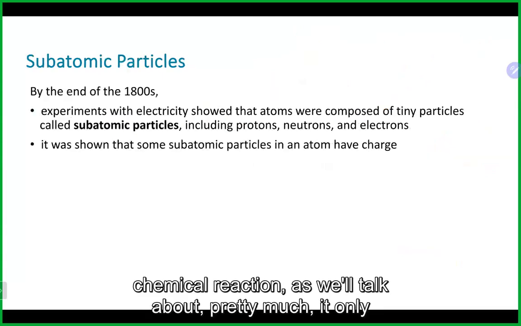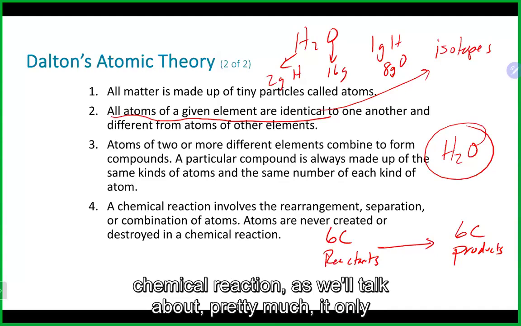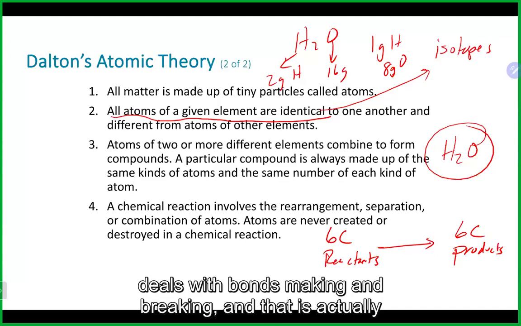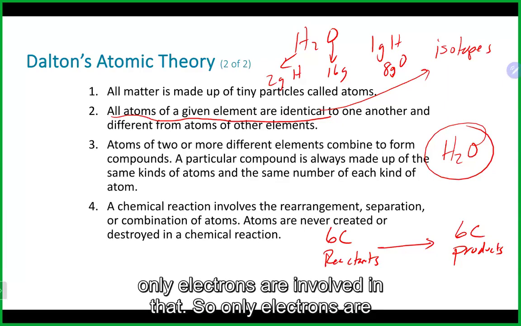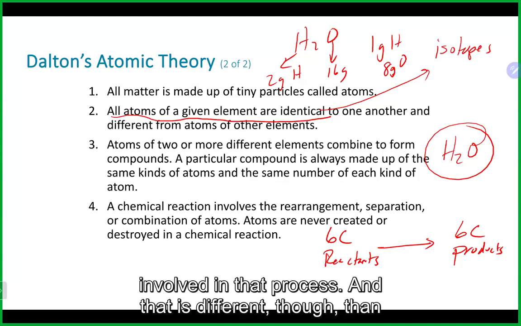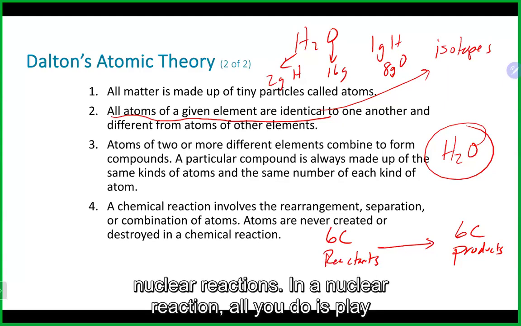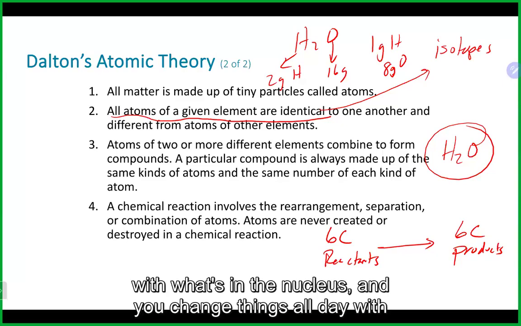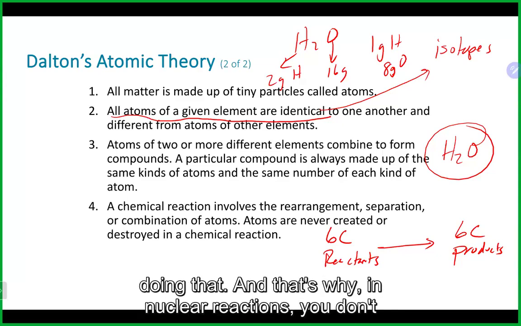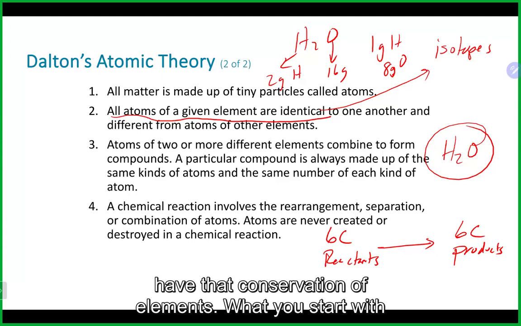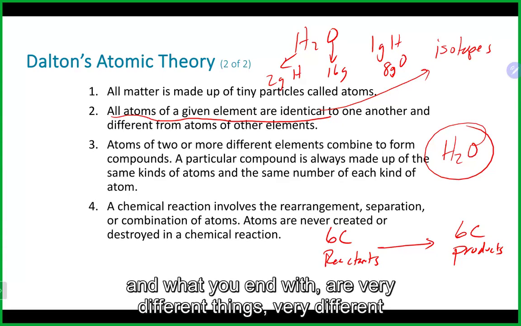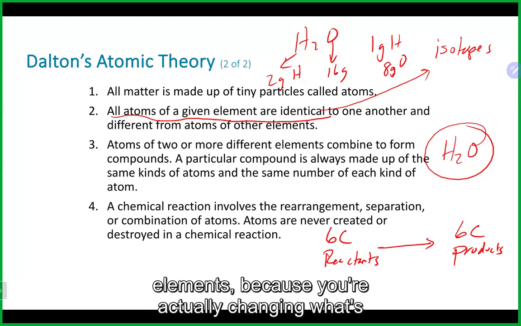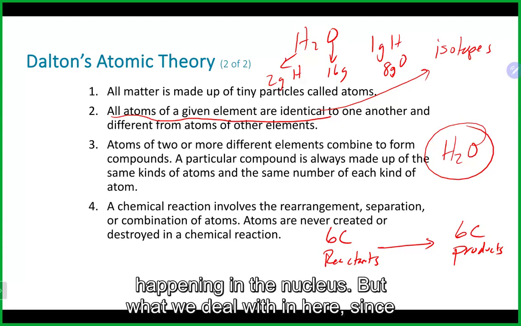In a normal chemical reaction, as we'll talk about, it only deals with bonds making and breaking, and only electrons are involved in that process. That is different than nuclear reactions. In a nuclear reaction, all you do is play with what's in the nucleus, and you change things all day doing that. That's why in nuclear reactions, you don't have that conservation of elements. What you start with and what you end with are very different elements, because you're actually changing what's happening in the nucleus.